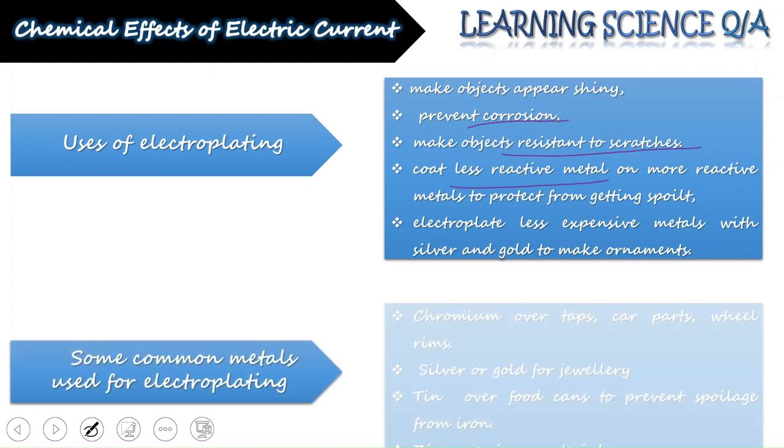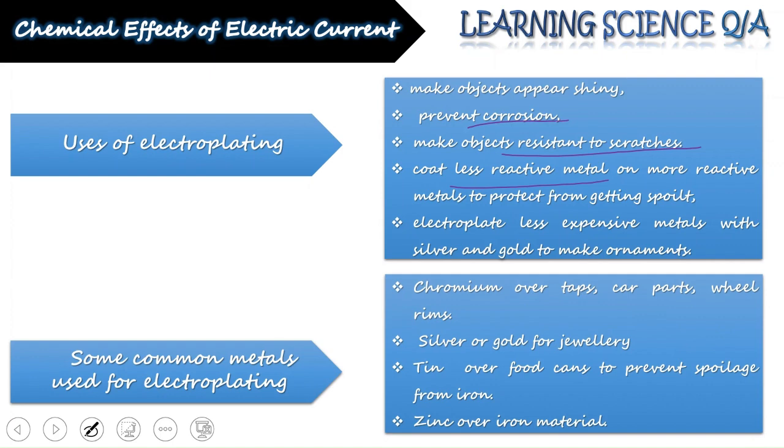Now, what are some common metals which can be used for electroplating? We have chromium, which is more popularly used for electroplating taps, car parts, and wheel rims. We have silver and gold, which are coated over less expensive metal to make jewelry look good.